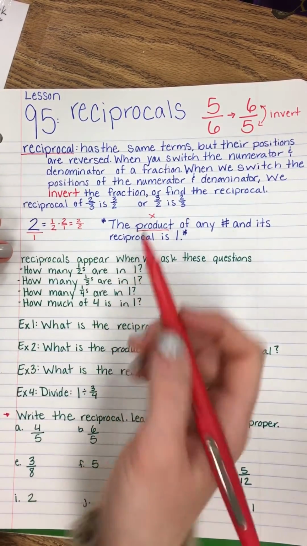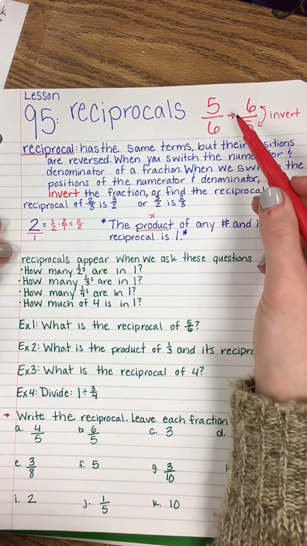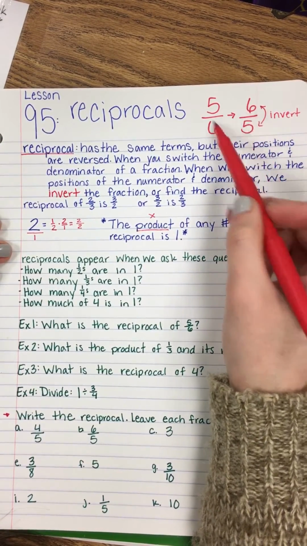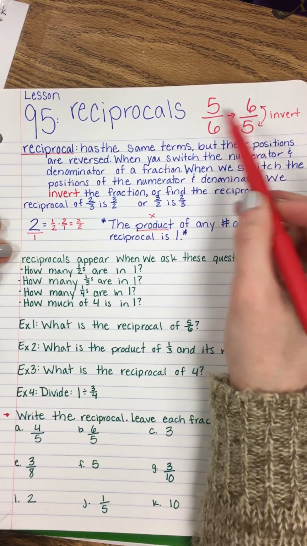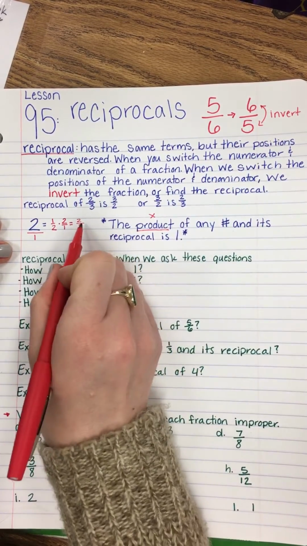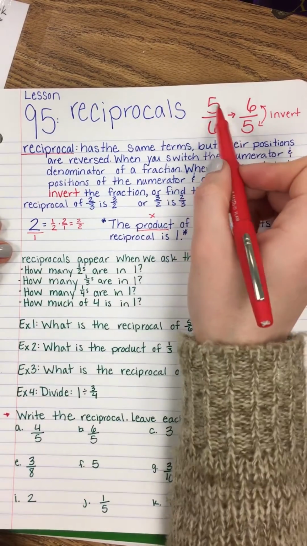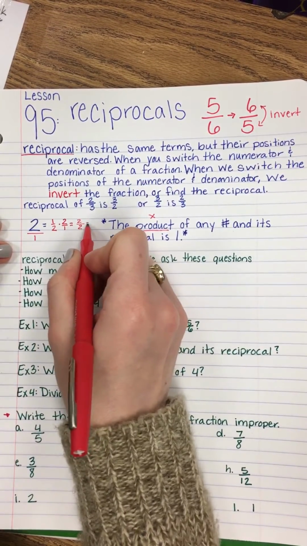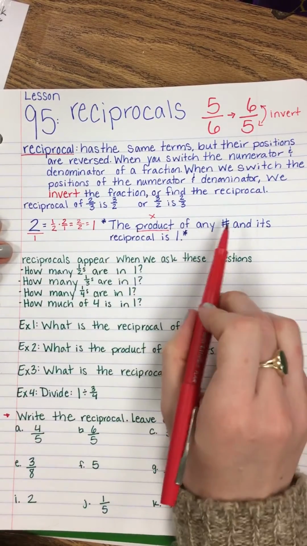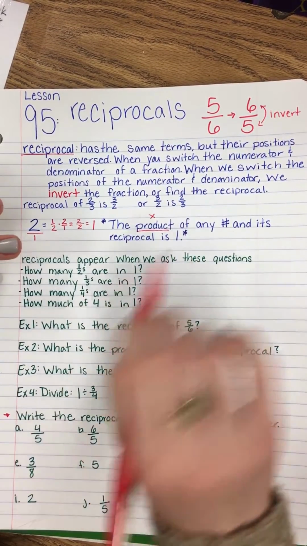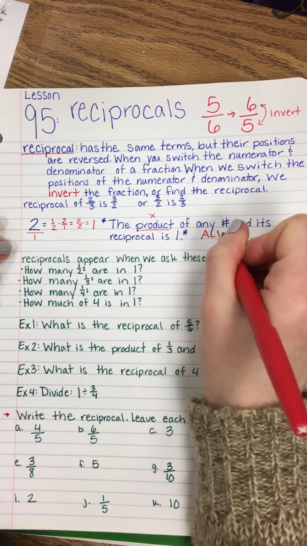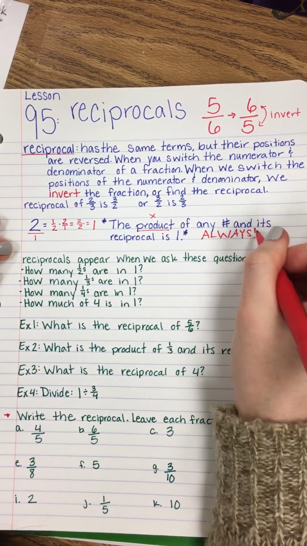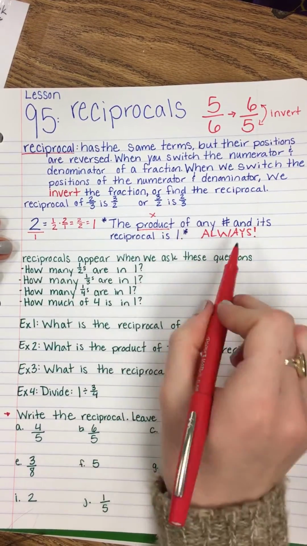That makes so much sense, because if you look up here at this one, 5 times 6 and 5 times 6, or 6 times 5, the terms are the same on both. So it would come out to be like 30 over 30, equals 1. The product of any number and its reciprocal is always 1. Okay? Always. So you might as well just memorize this, because it's not going to change.